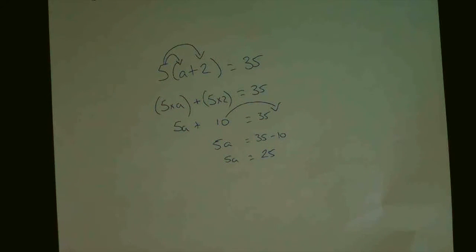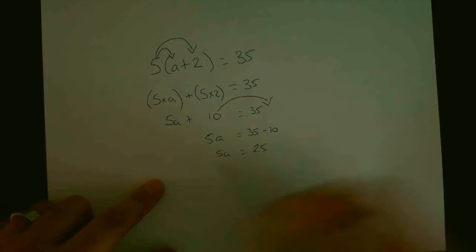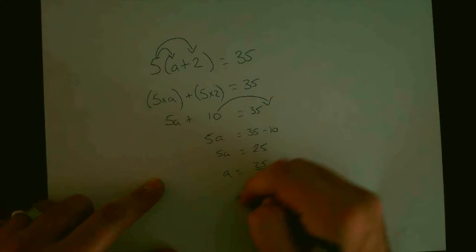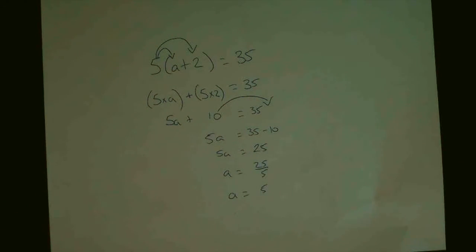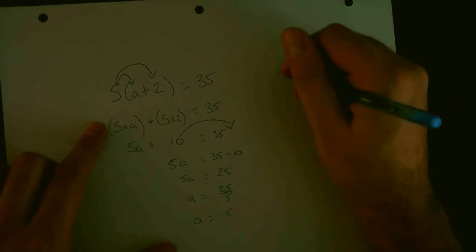Now, what do I need to get rid of now? Something is not working out for me here. You need to get rid of the 5. And because it's being multiplied, it gets divided out. A equals 25 divided by 5. A equals 5. And now, when you've done that, you go back and you plug it into the equation.